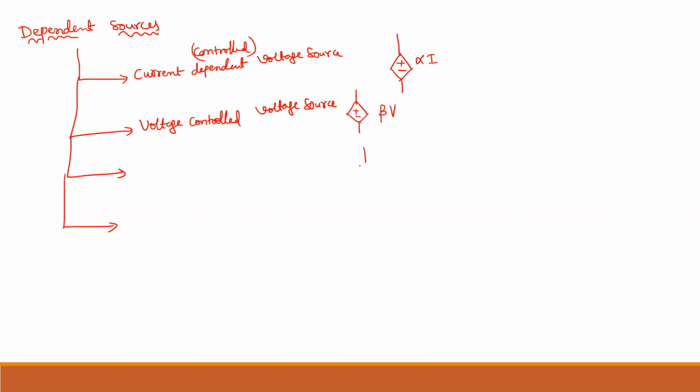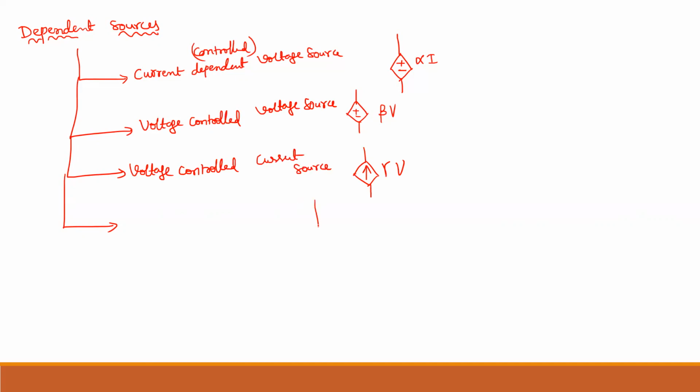Now you just guess what it is. It is a current source that depends on voltage V. So I can say that it is a voltage controlled current source.